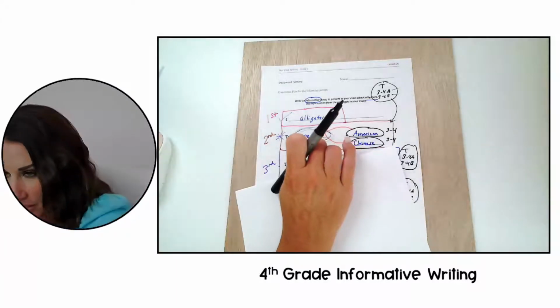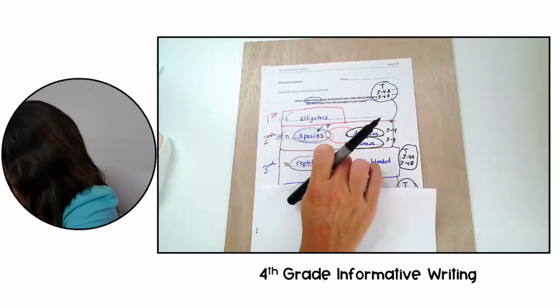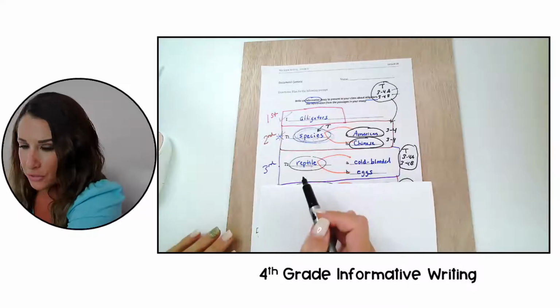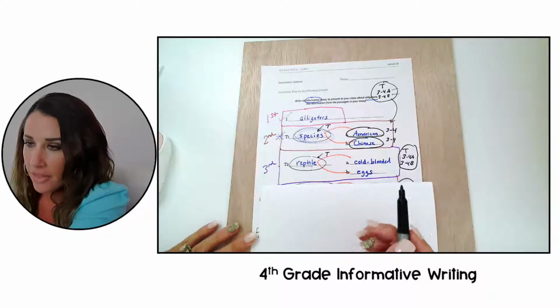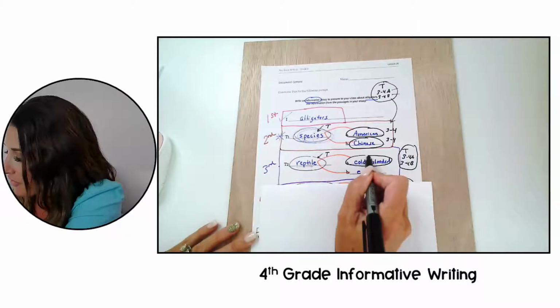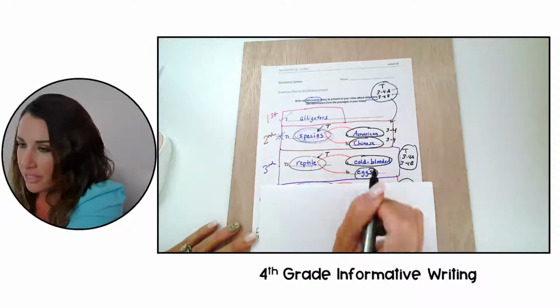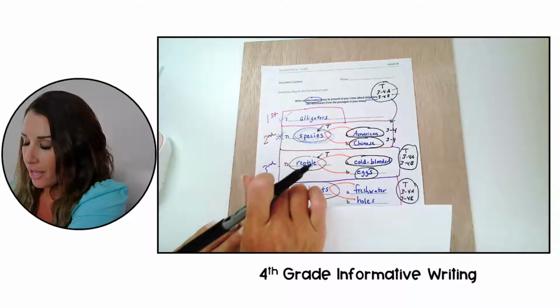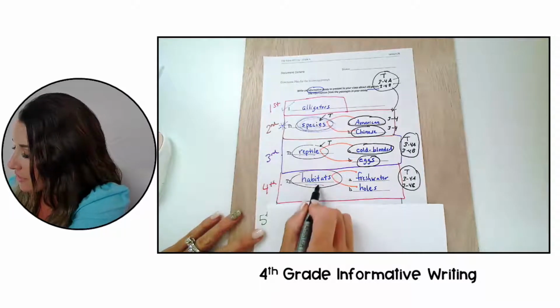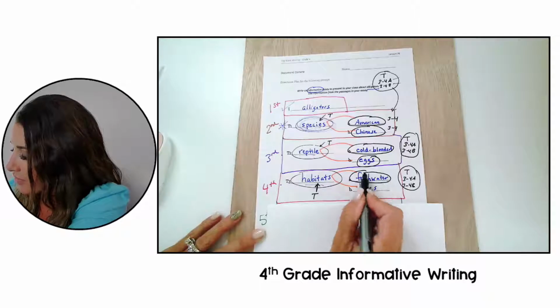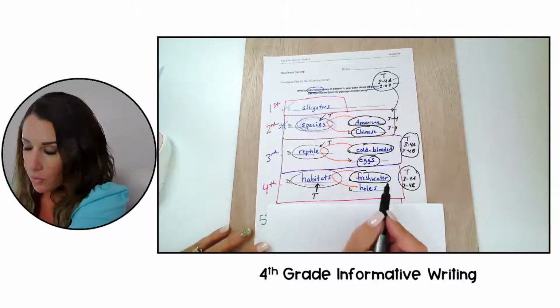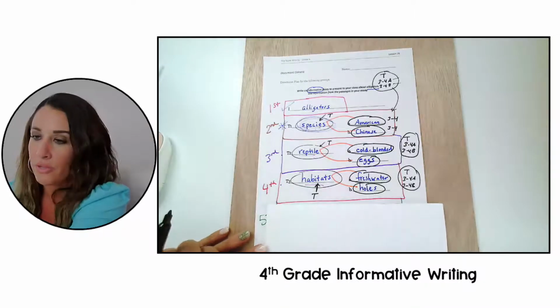If I come down here, we can look at T2. When I go to write T2, this is going to be my topic sentence. We already know how to do that. Then I'm going to write 3 to 4 sentences about them being cold-blooded and 3 to 4 sentences about them laying eggs. And same thing with my T3. This word here is going to be my topic sentence. And then I'm going to write 3 to 4 sentences about them in freshwater and 3 to 4 sentences about the holes that they create.